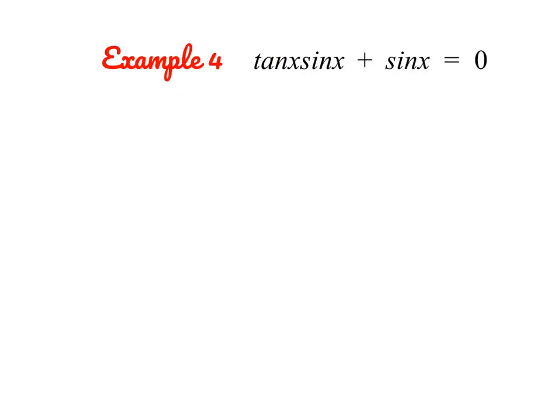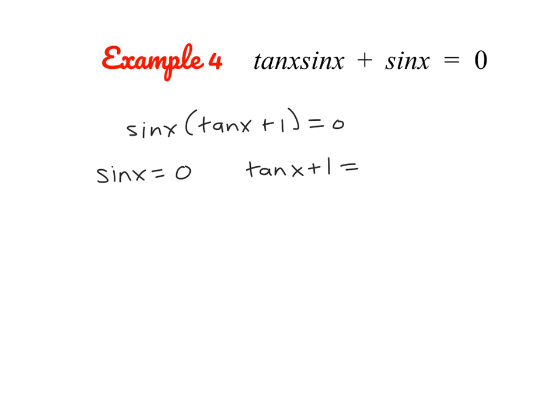Okay, let's try another example together. So here we have tangent of x, sine of x, plus sine of x equals 0. So hopefully when you see this, you notice that we can factor this. There is a GCF of sine of x. So we can actually factor that out, and we get something that looks like this. From here, we can do zero product property. So sine of x equals 0, tangent of x plus 1 equals 0. And here I'm going to isolate tangent of x. And now we're ready to use our inverse functions.